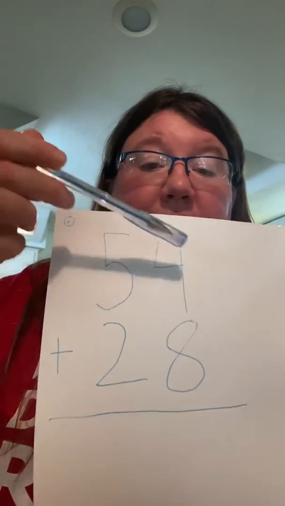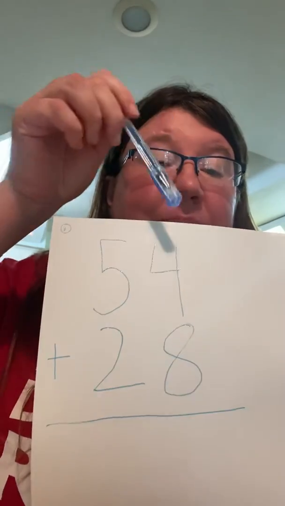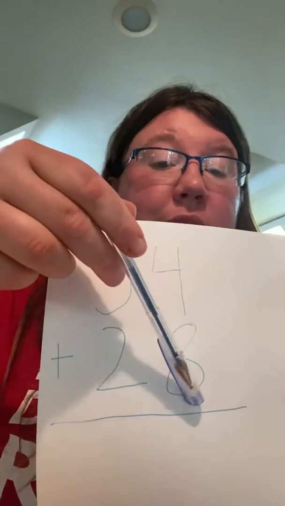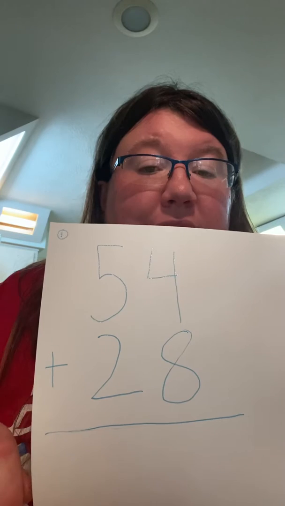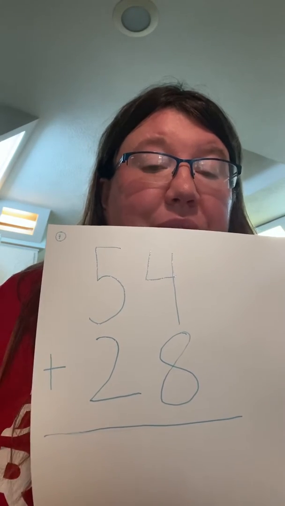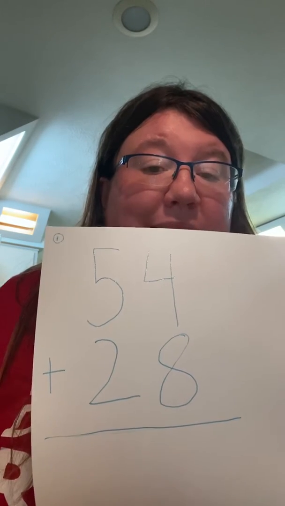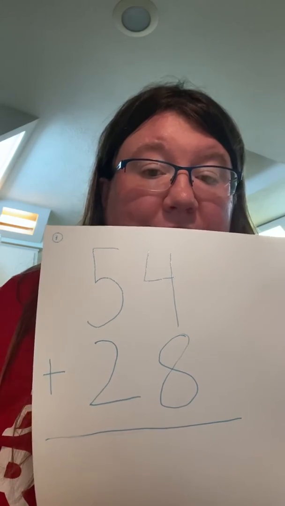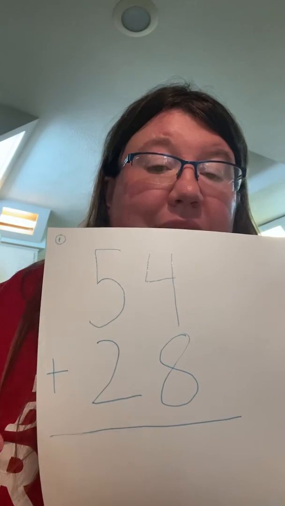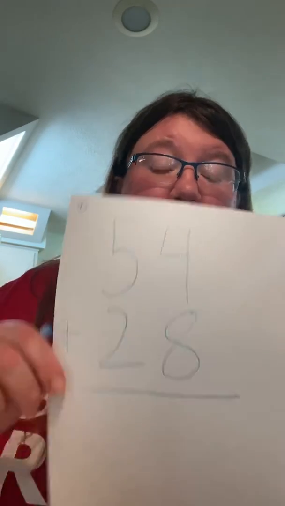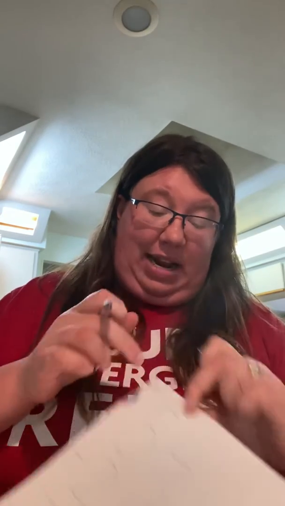We always start on the ones column. So we have 4 plus 8. What's 4 plus 8? If you need to, you can go ahead and pause and you can do your drawings or you can count your manipulatives. 4 plus 8 equals 12. So just like we do, we're going to put our 2 down here, and we have to carry our 1.